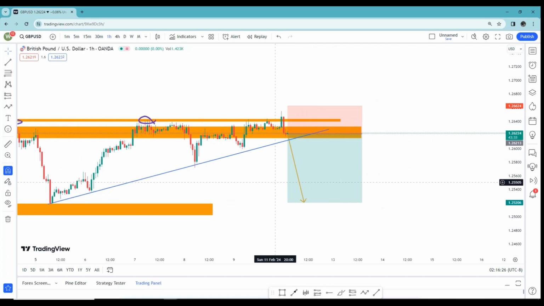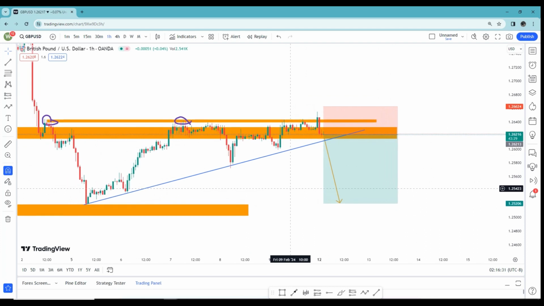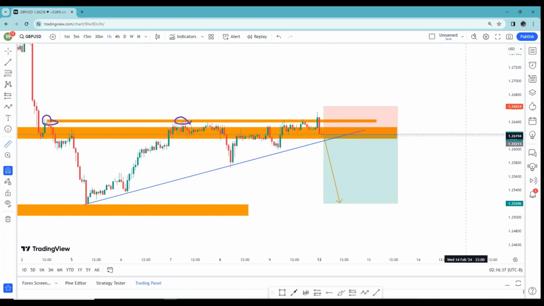We have a very powerful confirmation that the market is going to sell, and we're going to hit about 100 pips, as you can see here, and our stop loss is going to be 40 pips. All right, it's not bad, guys. 40 pips to make 100 pips, which is good.